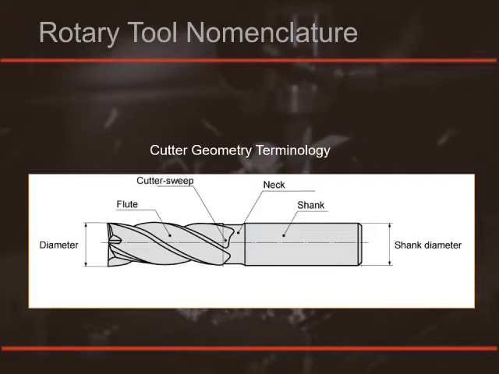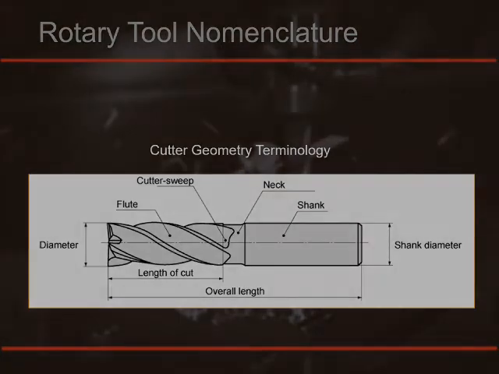The shank diameter matches the tool holder that goes in the machine. In some designs of cutters, the shank diameter and cutter diameter will be the same. In other instances, they're not. Another specification is the length of cut. It's the overall deepest cut you could make with the side of that particular tool, and the overall length. These are some of the basic nomenclature details that you'll need to know to order proper tooling.